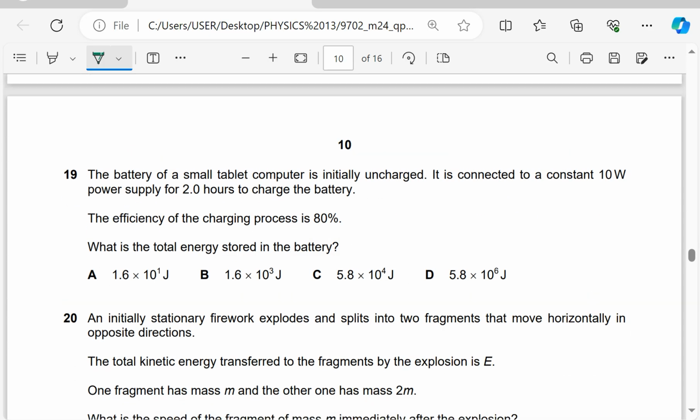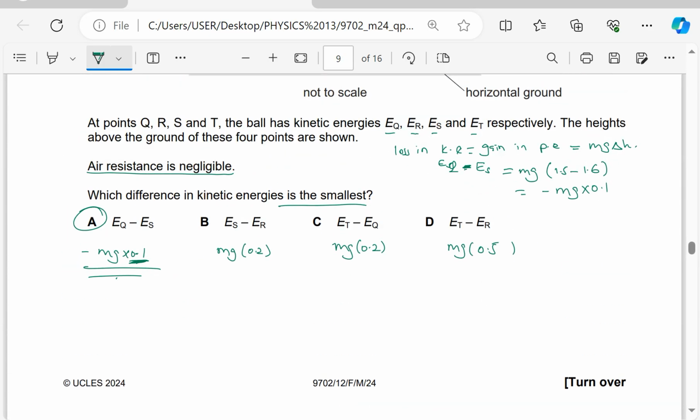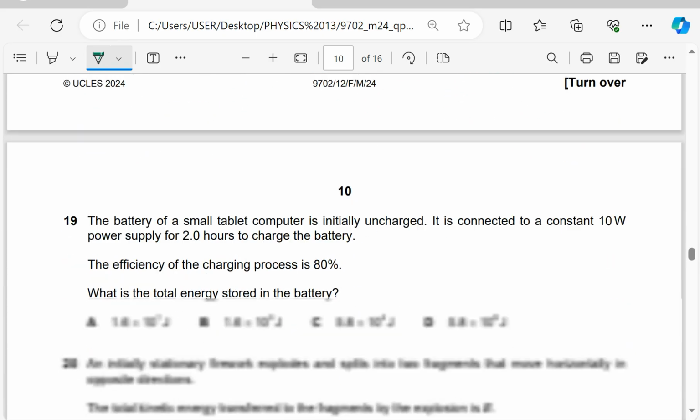Now, some people will complain, teacher used mgh for potential energy. I just made a statement, loss in kinetic energy is gain in potential energy, or the other way around, because air resistance is negligible. Very simple.